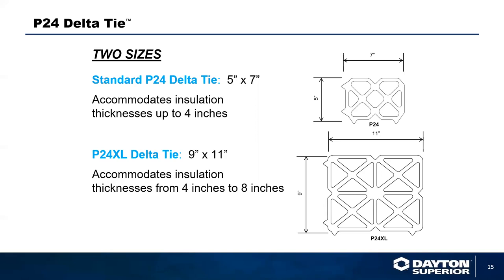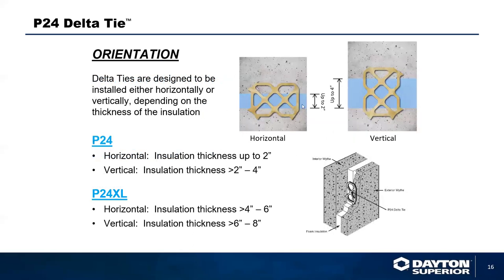Anything bigger, from basically the 4-inch to 8-inch, you're going to go to the P24XL version. The 4-inch and larger, typically you're going to find on insulated freezer buildings. Here's the denotation. We said we had to have a minimum of an inch and a half embedment in both fascia and structural wise.